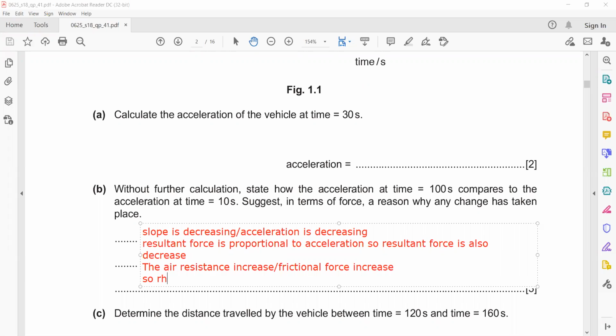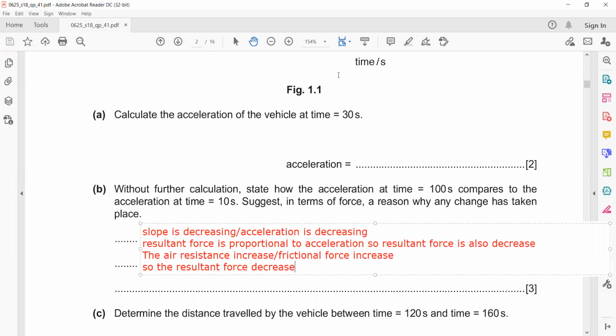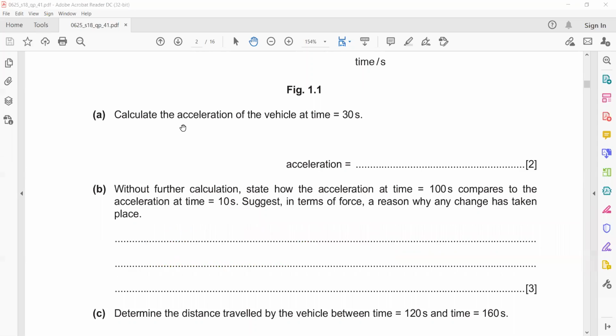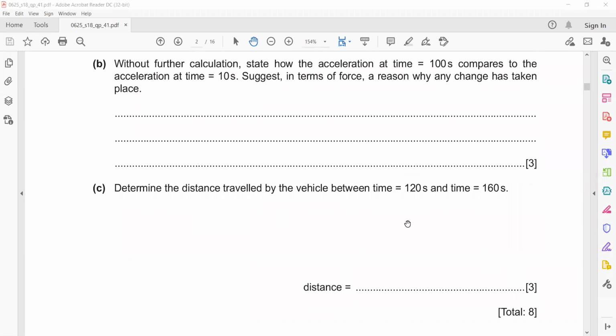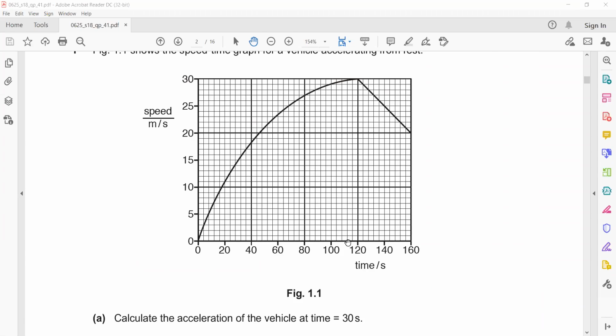So the resultant force will decrease. The next part, determine the distance traveled by a vehicle from 120 seconds to 160 seconds. So from 120 to 160, whenever we are finding a distance traveled by the object from a speed time graph, we find the area under the graph. So it is making a trapezium.